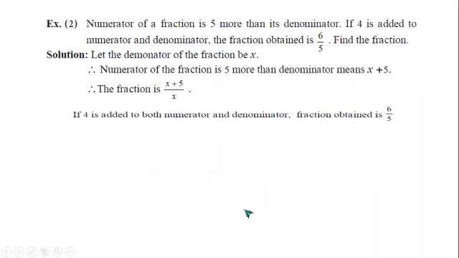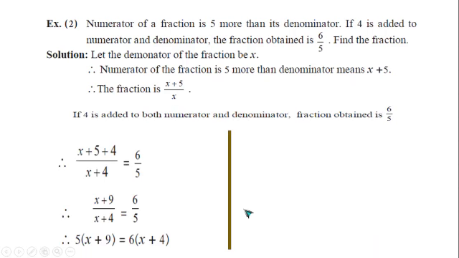The second sum. It says, numerator of a fraction is 5 more than its denominator. If 4 is added to numerator and denominator, the fraction obtained is 6 upon 5. Find the fraction. Let's start with the first sentence itself. It says numerator of a fraction is 5 more than its denominator. We don't know the value of the denominator. So let's start the solution by getting the value for the denominator.